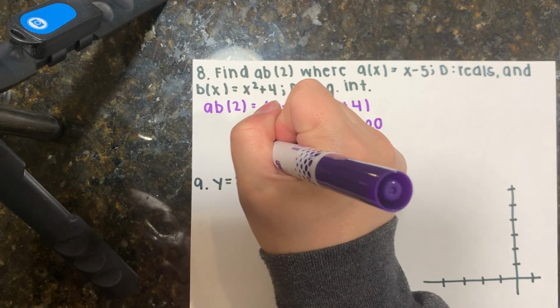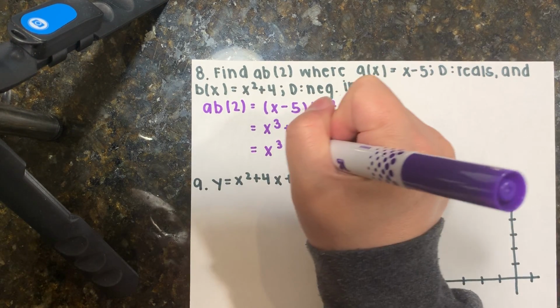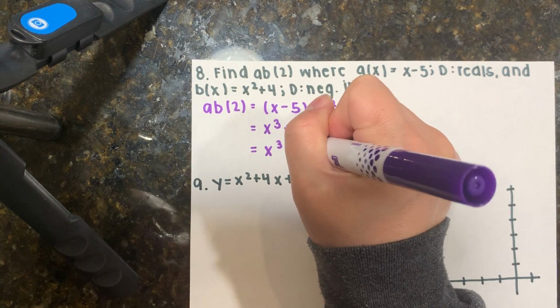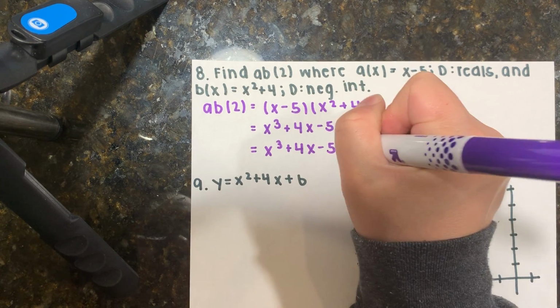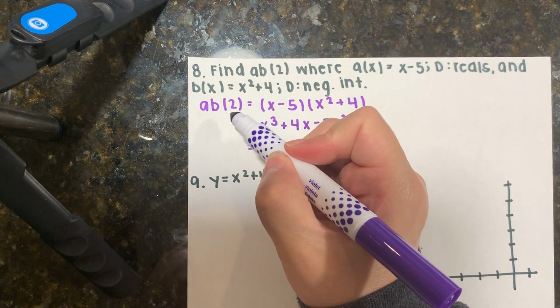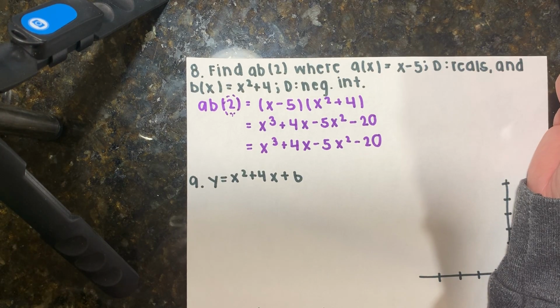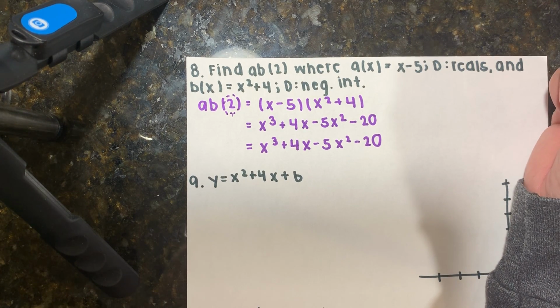Now when I evaluate that, it's going to be x cubed plus, well, 4x minus 5x squared minus 20. I should have flipped that, but I didn't. And we're trying to evaluate this equation for 2, but I need to make sure that that fits within the domain of the individual functions.